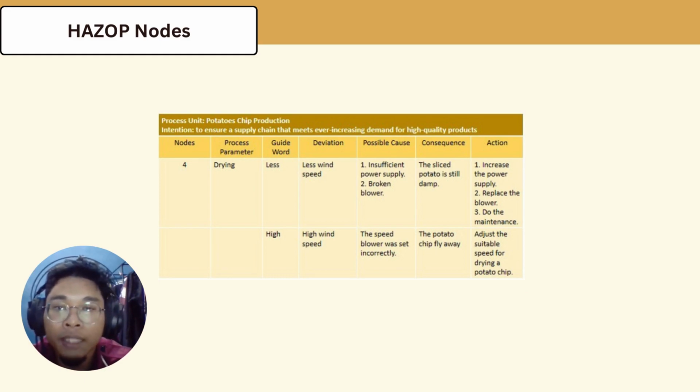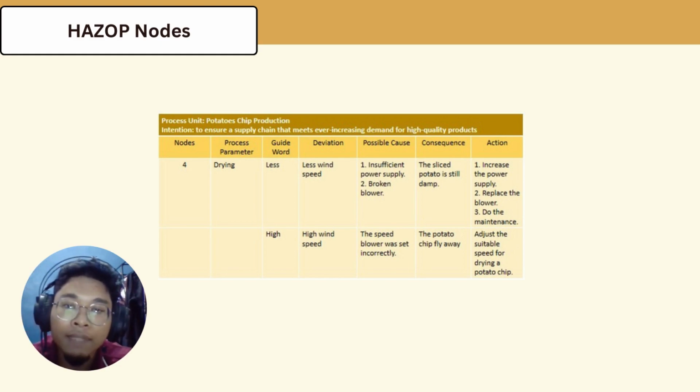There are also two guidewords. For the less deviation, it is less wind speed, where the possible cause might be insufficient power supply or a broken blower. The consequence is the sliced potato is still damp, and the action that should be taken is to increase the power supply or replace the blower and do the maintenance.